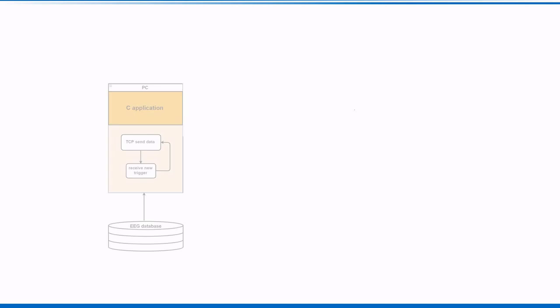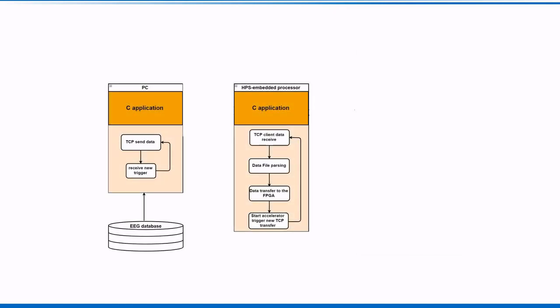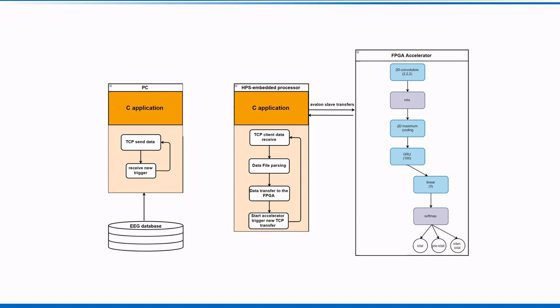The system is composed of 3 main parts, including a PC, the HPS of the DE10-nano board, and an accelerator on the FPGA. The PC is used for the storage of the database to avoid large onboard memory usage. The HPS handles the communication between the PC and the accelerator and synchronizes between them. The 2 C applications communicate together through TCP/IP protocol.